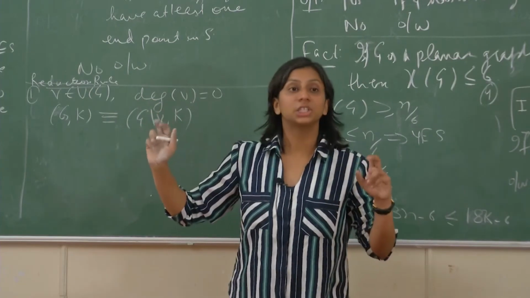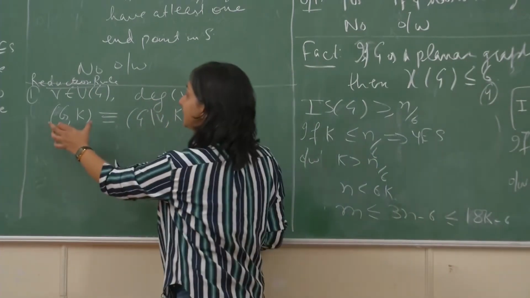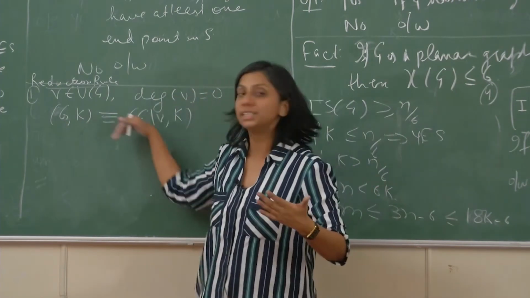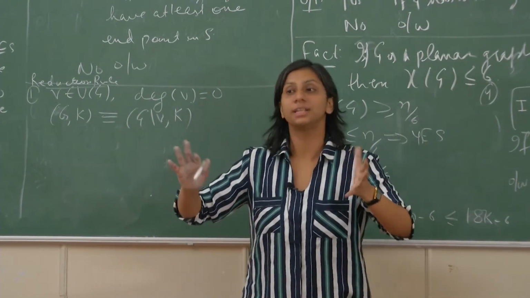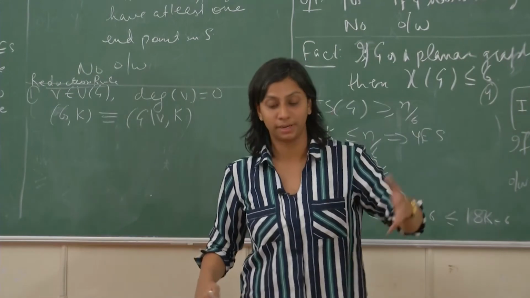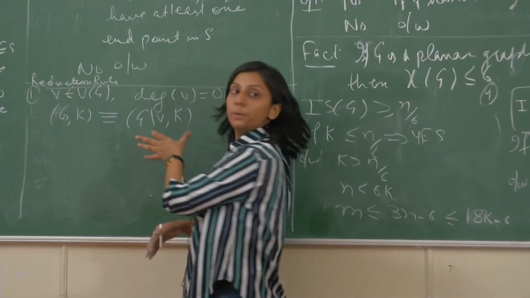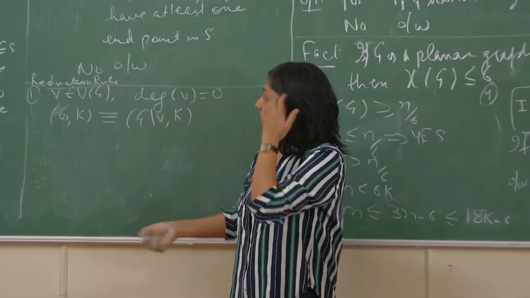So we say a reduction rule is safe if it takes as input this instance and outputs this. It's safe when these two instances are equivalent. So this is the terminology that's used in literature, so it might slip from my tongue anytime. When I say a reduction rule is safe, it's just that this instance is equivalent to this instance. Okay.